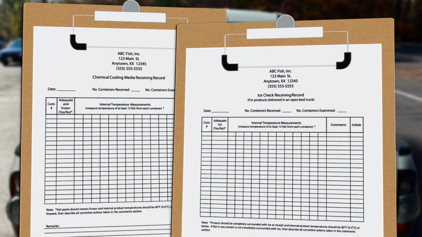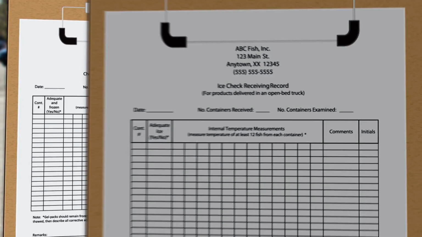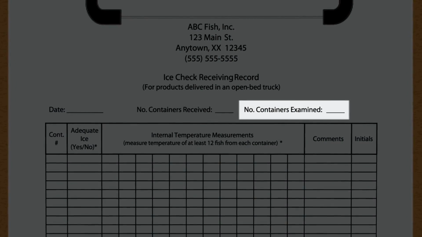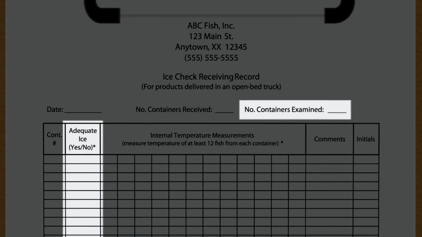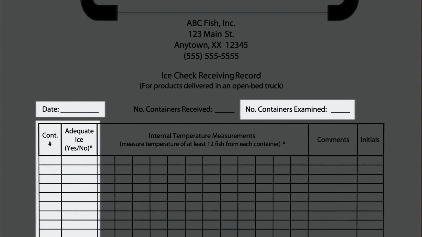Monitoring records of the visual checks of ice and chemical cooling media should include the number of containers examined, the sufficiency of the cooling media in each container, when the check was performed, and by whom.